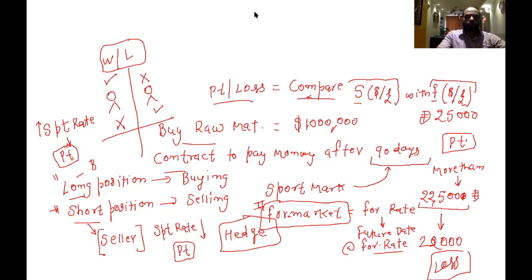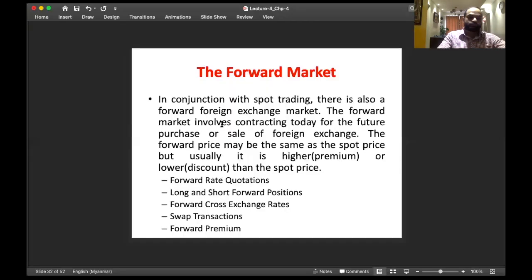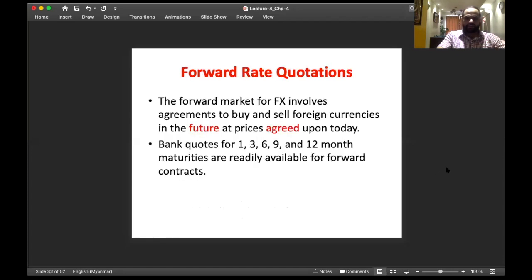So let's move on to the slide. So we're gonna study various things. So let's directly jump to the information besides reading slide by slide. So remember, you know that future is an agreed upon today, future price. So banks give us quotation for 1 month, 3 months, 6 months, 9 months, and 12 months maturity.